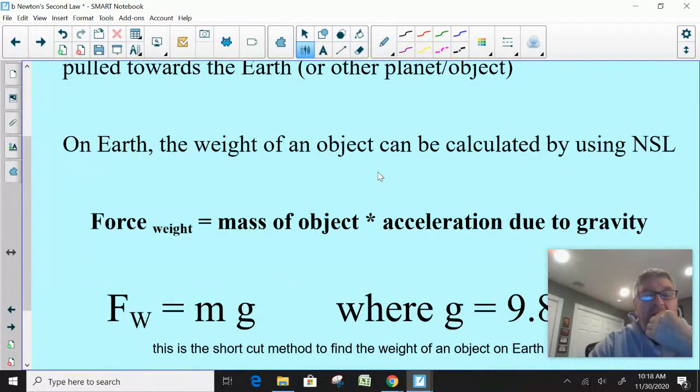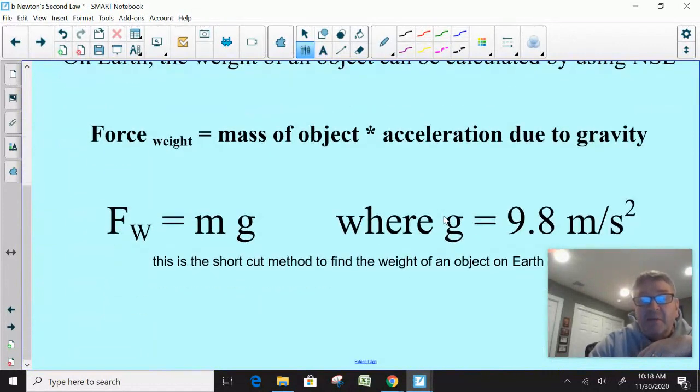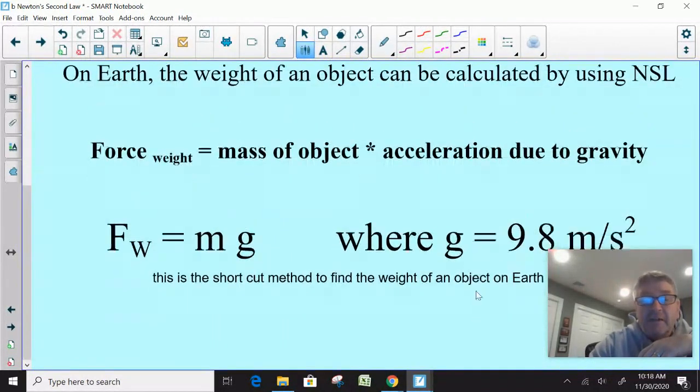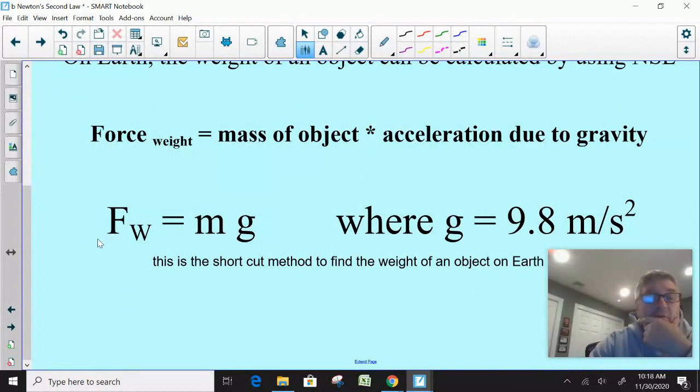So on Earth, we have an equation that uses Newton's second law. It says the weight of an object can be calculated by taking the mass of the object times a constant. This is the Earth constant, and the Earth constant is 9.8. So if you ever want to find the weight of the object, this is the key thing to write down. The force of weight is the mass times this number, 9.8. This number is unique to Earth. So we say F_W, the force of weight, equals the mass of the object times little g, and little g is 9.8.